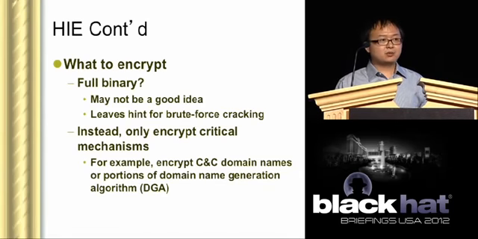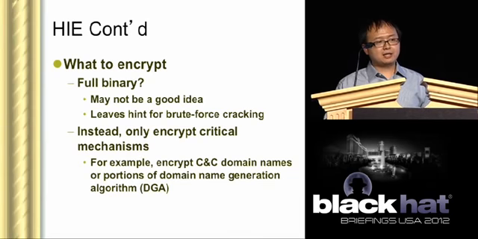So instead, we suggest using HIE as a complementary technique and only using it to encrypt critical mechanisms. For example, the domain names used to connect to the command and control server, or the metadata you use to generate those domain names, or the IP lists that you use to build up a bootstrap P2P botnet. By doing so, even if the decryption is not successful, the malware is still going to do something, and hopefully if the analysis program is not clever enough, it will treat this information as correct and be misguided.